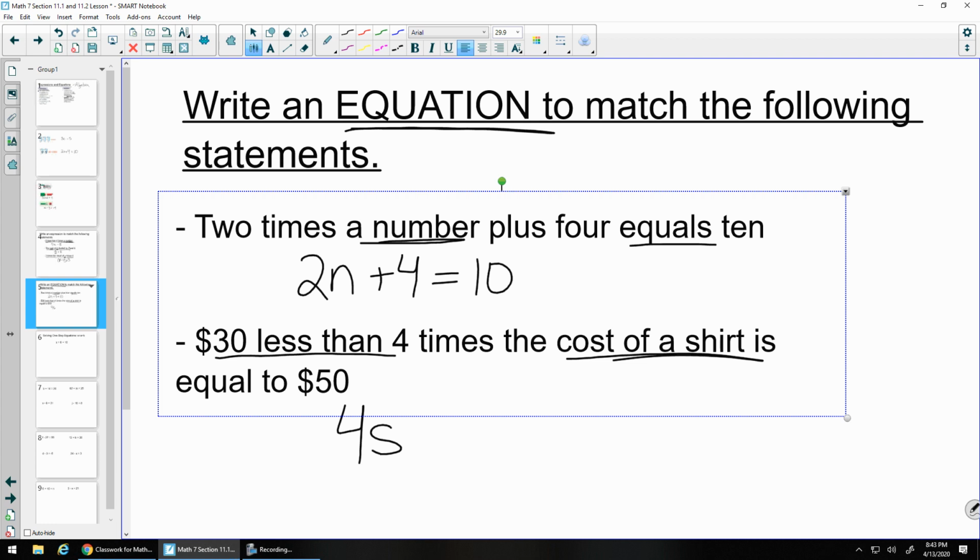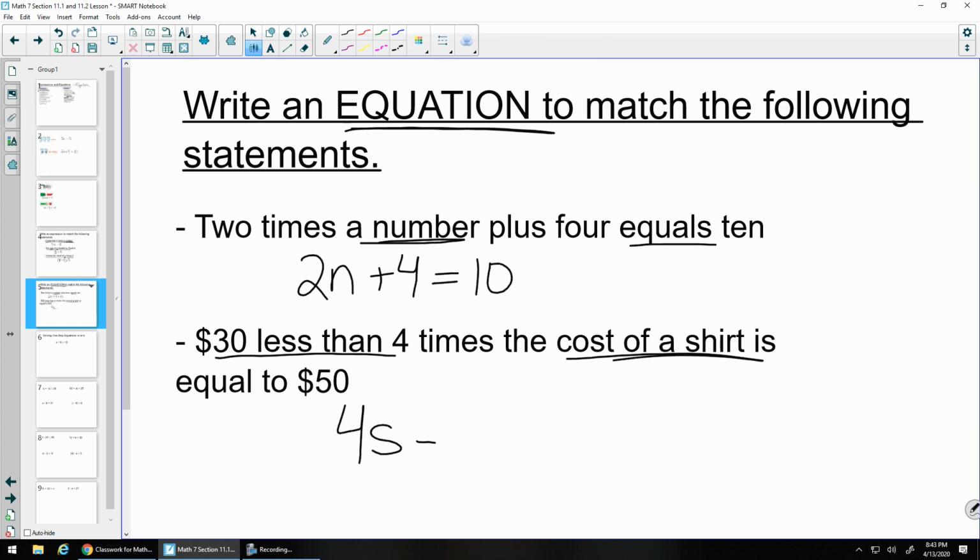4 times the cost of a shirt, $30 less than that. So $30 less than that would be 4s minus 30. Now be careful, just because this is $30 less than, I cannot go 30 minus 4s. This is still figuring out 30 less than 4 times the cost of a shirt. I have to go 4s minus $30, and that is equal to $50. Okay, and there's my equation.